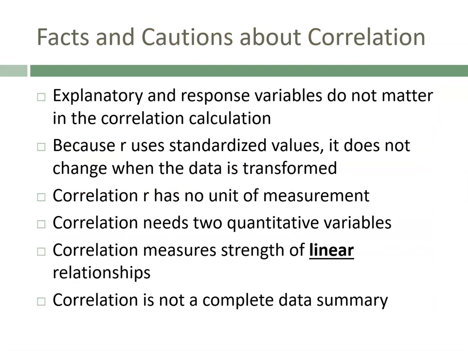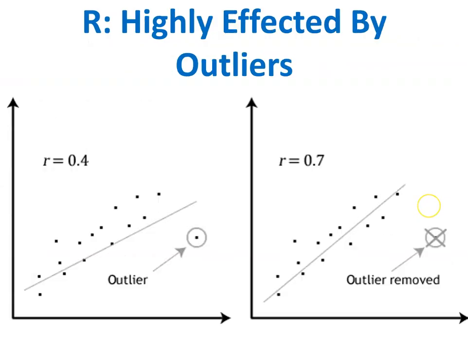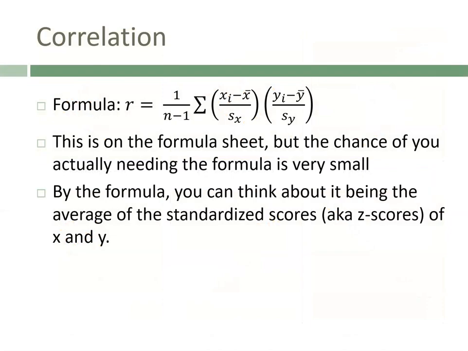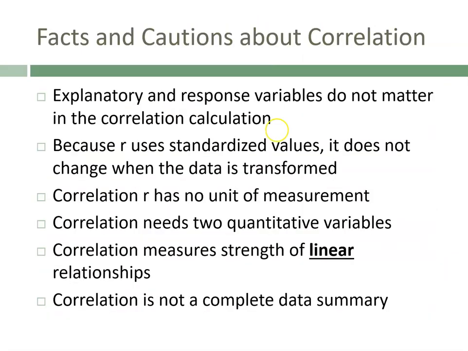Again, this is not hard and fast, but this can be helpful for knowing what to describe when. Some facts about correlation. Actually, these are just facts. Cautions are on the next one. The explanatory and the response variables do not matter in the correlation calculation. Fun fact. If you look back at the formula, it wouldn't matter if I switched x and y because you're multiplying them together and then adding them. So if you said the explanatory was actually the response and vice versa, you would still get the same value of R.